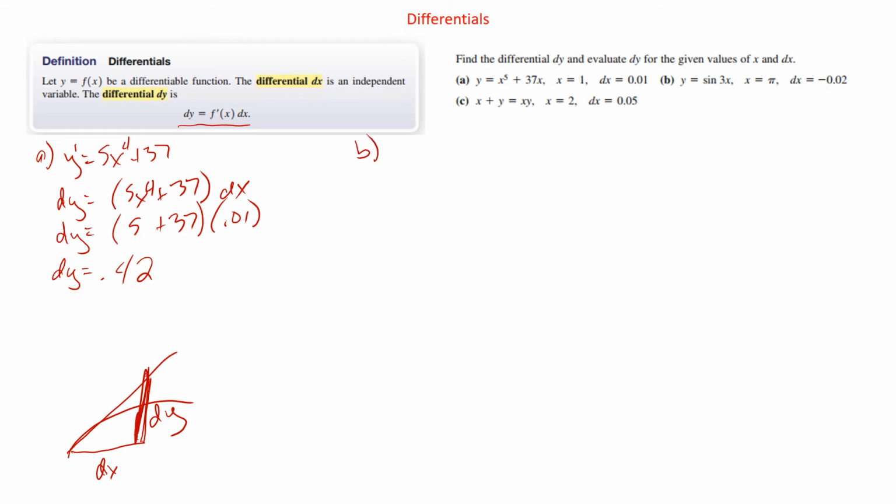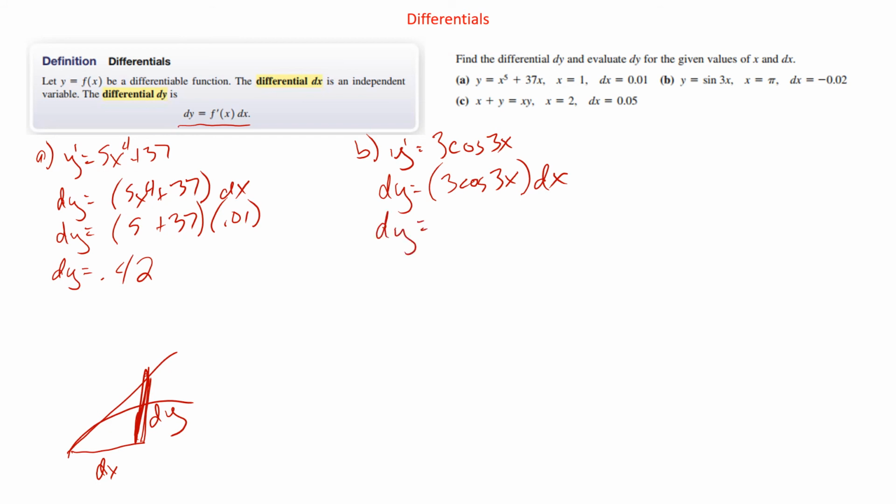B, y equals sine of 3x. So y prime is going to be a cosine. We're going to have 3 times cosine of 3x. That 3 is there because of the chain rule. You cannot forget about the chain rule. And x is pi, and the dx is that. So dy will be 3 cosine 3x dx.